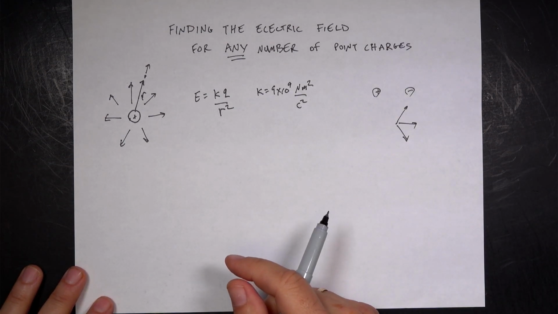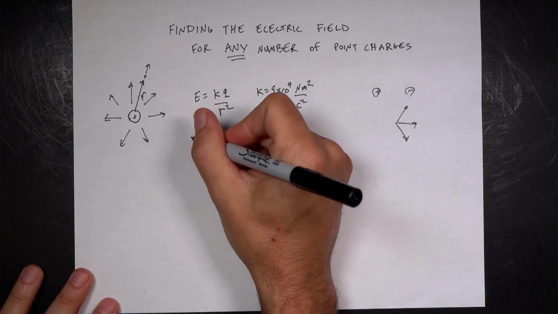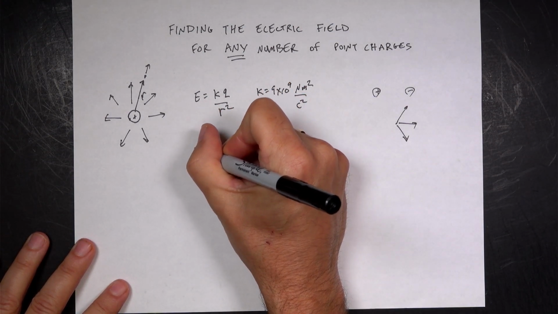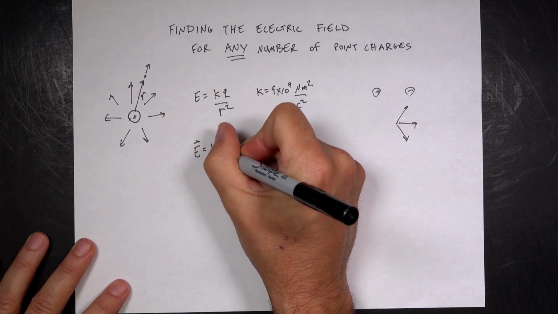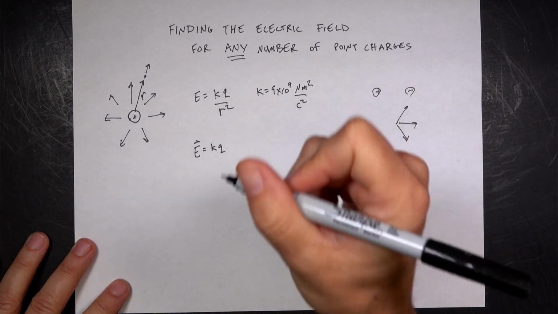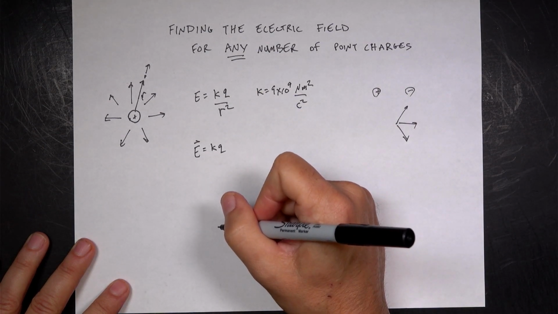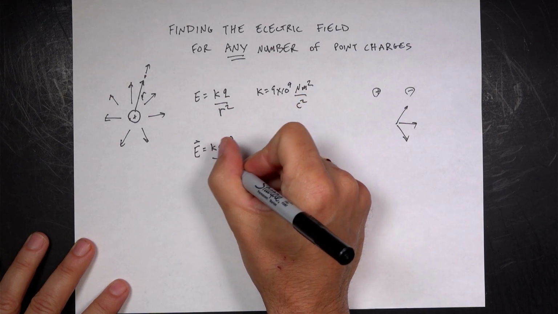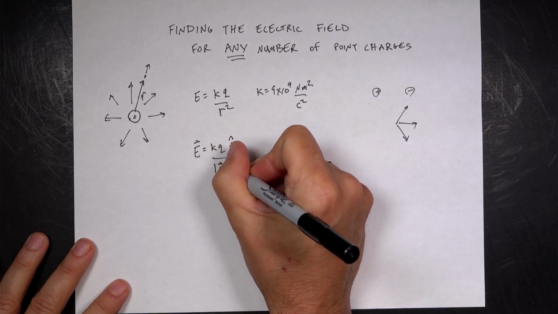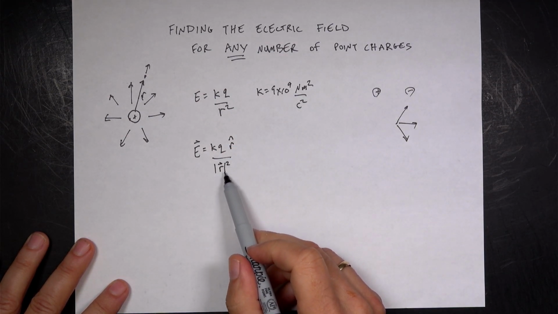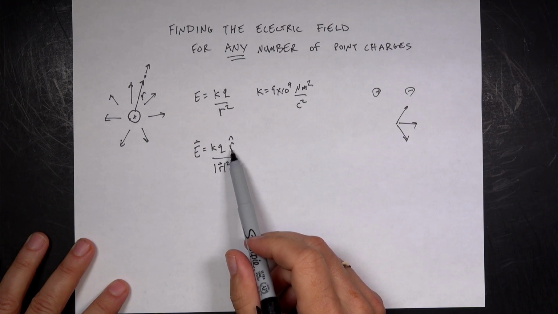So to do that, we need a different electric field equation, and it looks really scary, but it's not. It looks like this. It is scary. I take that back. It is scary, but the usefulness outweighs the scariness. So it's still kq, and it's over r squared, but that's the vector r, and its magnitude squared. And then we have this other thing right here, r hat.